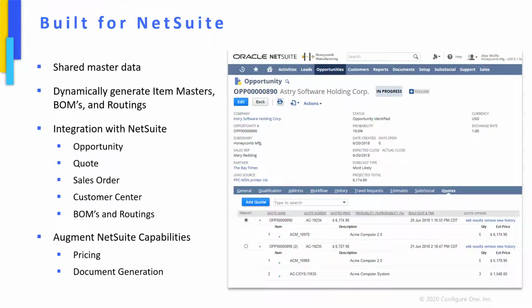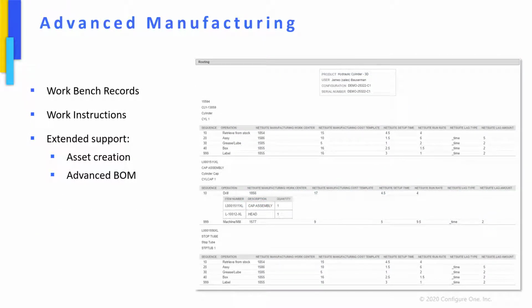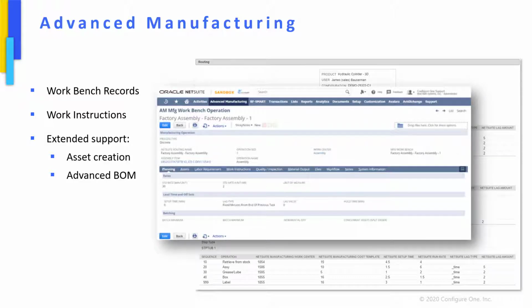Configure One can launch directly from NetSuite, providing a streamlined process for your users to configure products, automatically generate bills of material, pricing, documents, routings, and much more, and pass that data back into NetSuite. Configure One even supports NetSuite's advanced manufacturing, advanced BOM, and being able to create workbench records, work instructions, and other assets as required.